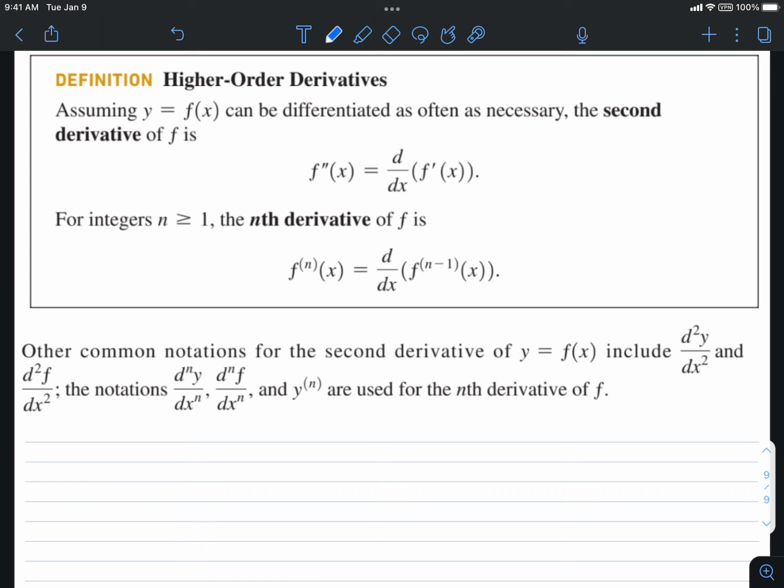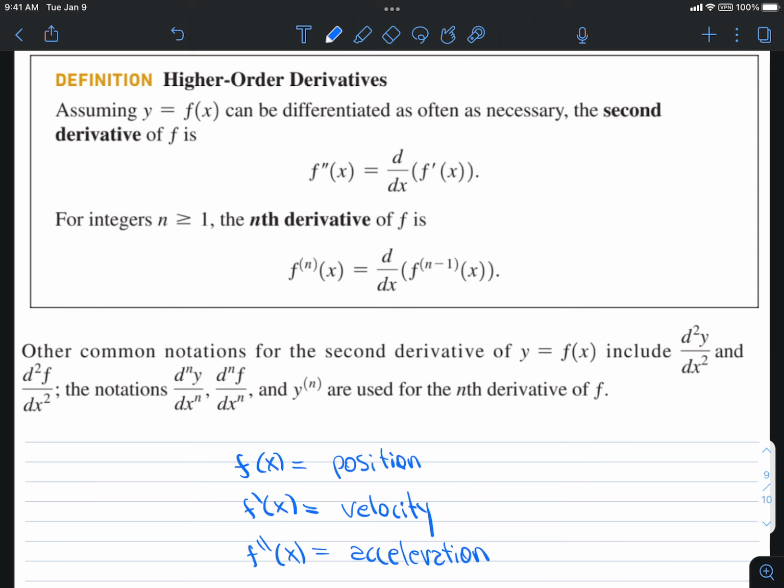For example, if f is the position of an object, the derivative of f is the velocity of that object. So it's basically asking how fast is position changing, because the derivative is the rate of change. And if you derive again, f double prime, whatever this velocity is, it's going to be an expression with respect to x. You just apply the rule. Derive again, that's going to be acceleration. So how fast is velocity changing, right?